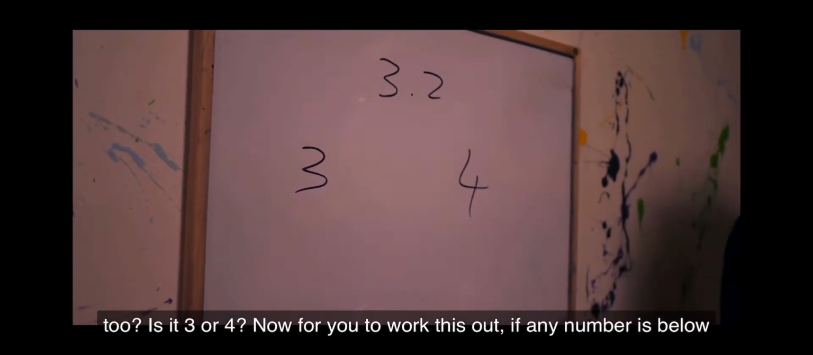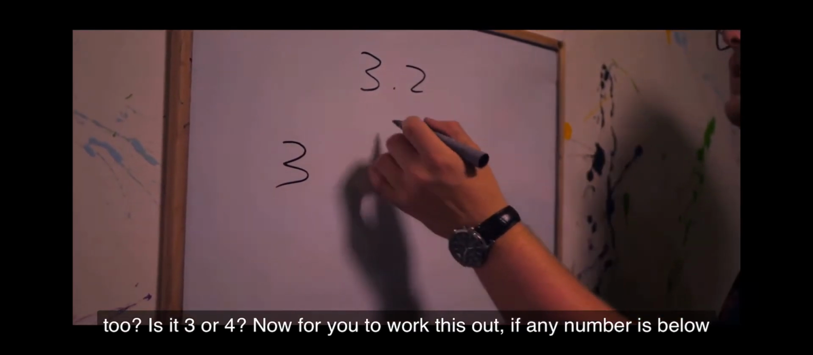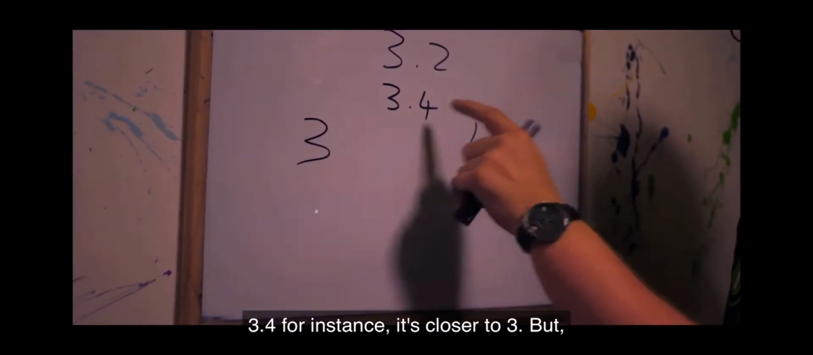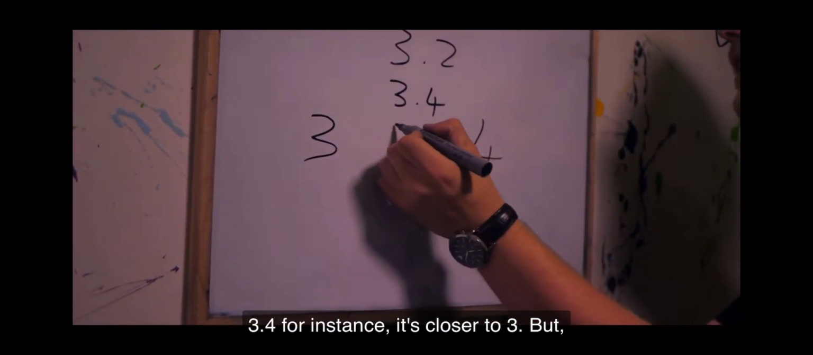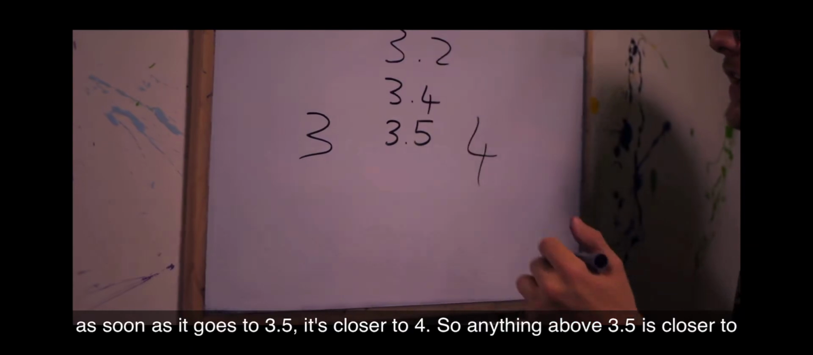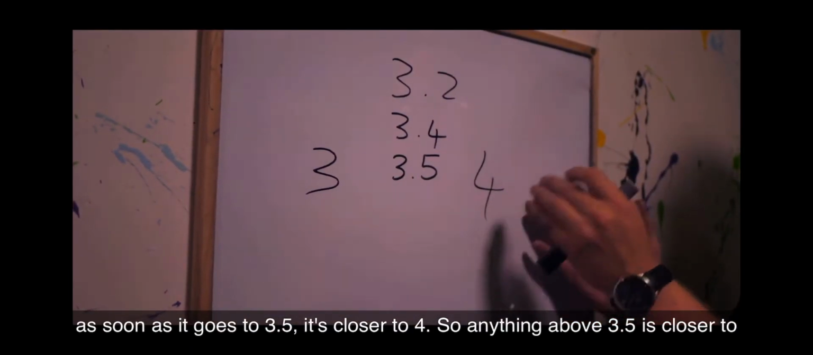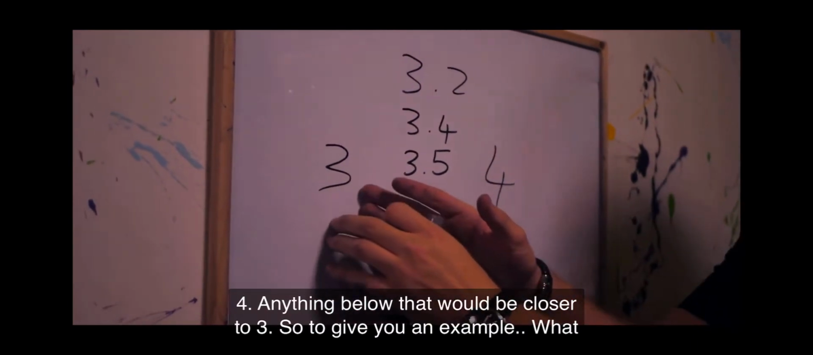Now for you to work this out, if any number is below 3.4, for instance, it's closer to 3. But as soon as it goes to 3.5, it's closer to 4. So anything from 3.5 up is closer to 4, and anything below that would be closer to 3.